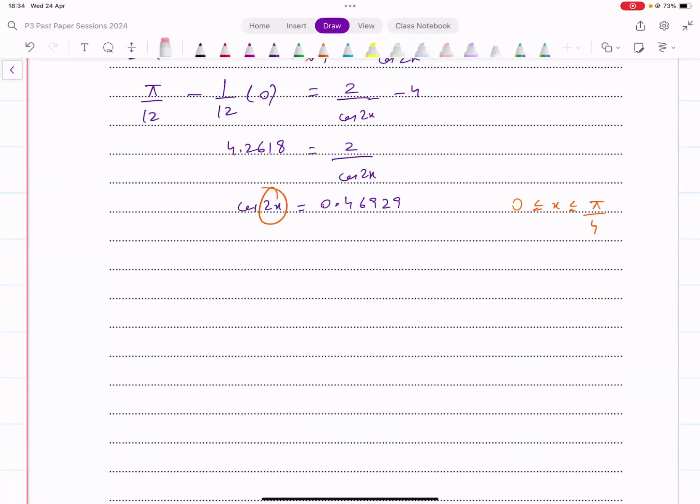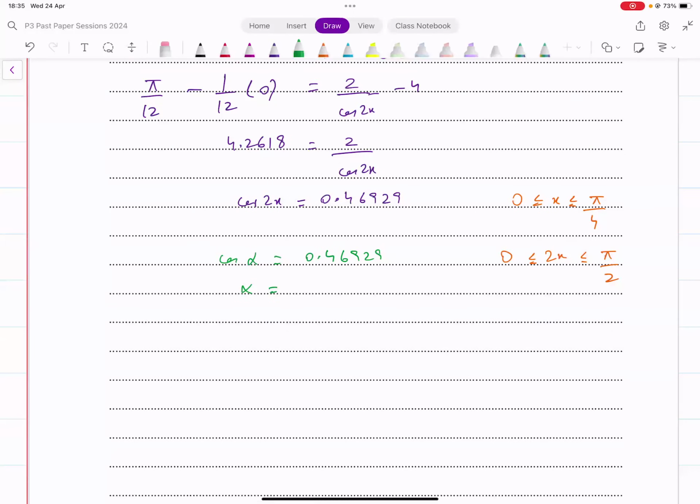This is 2x. You can use a substitution if you want to do it, or you can do it directly. What would be the interval for 2x? Interval for 2x would be 0 to pi over 2. That means the first quadrant only. Let's find the basic angle. Cos alpha equals 0.46929. Remember, angle is supposed to be in radians. So when you do cos inverse, your calculator needs to be in radian mode. Cos inverse of 0.46929, and that's giving me 1.0823.